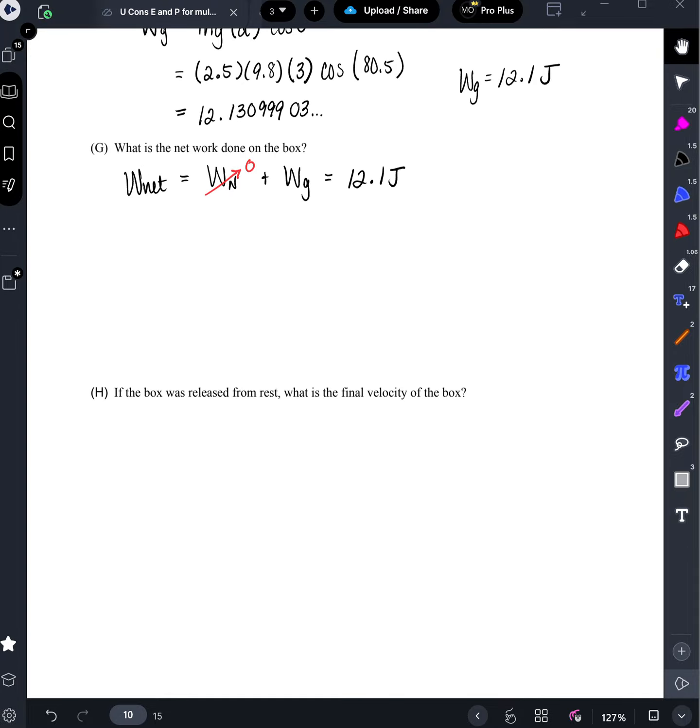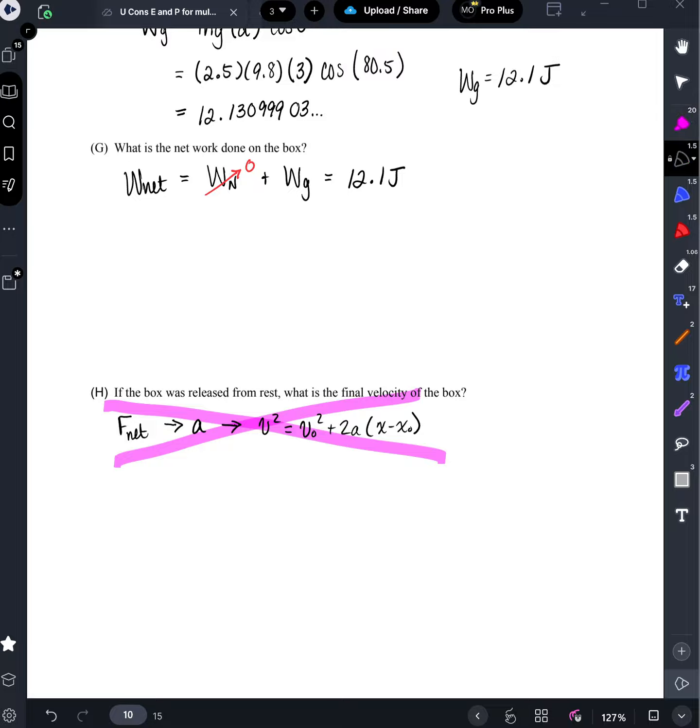And then finally, if the box is released from rest, what is the final velocity of the box? Now, you could go back and figure out the net force to determine the acceleration and then use the kinematics equation v final squared is equal to v initial squared plus 2a times x final minus x initial. But nobody wants to do that, okay? We want to do this quick and simple, okay?